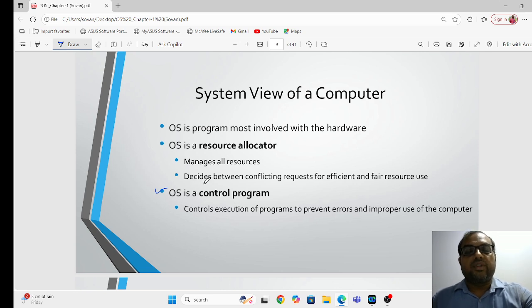Control means that suppose one program is there, then the operating system executes the program in a sequential manner. And suppose some errors occur; then the operating system can resolve the errors, and also handle the improper use of computers.